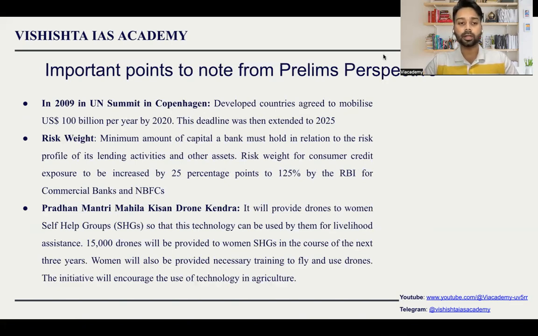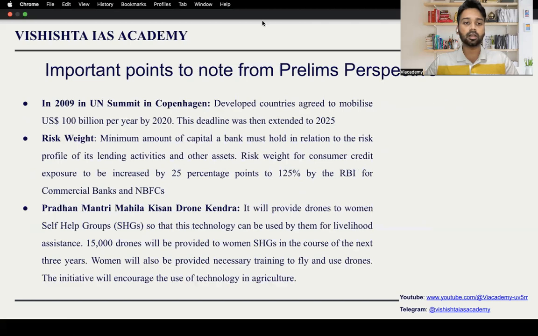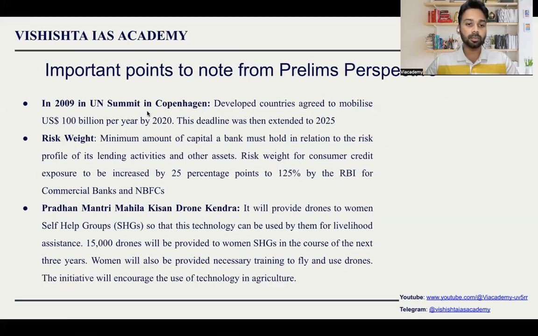Some important points you should note from the prelims examination perspective. One thing: recently a lot of news has been there about climate financing. India and all the developing countries keep complaining that developed countries have not been able to come up with $100 billion per year by 2020, or even in 2021 and 2022. It was at the United Nations Summit in Copenhagen in 2009 that it was said developed countries will provide around $100 billion every year to invest in developing countries as a climate adaptation program. So this point is very important.